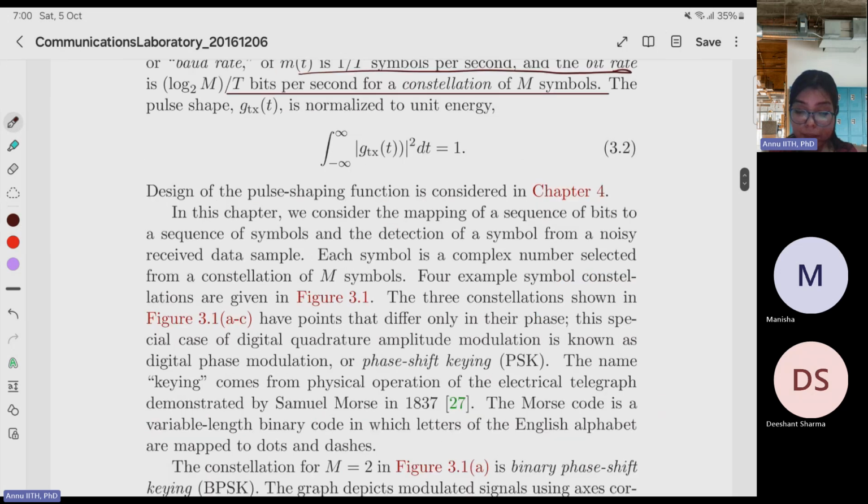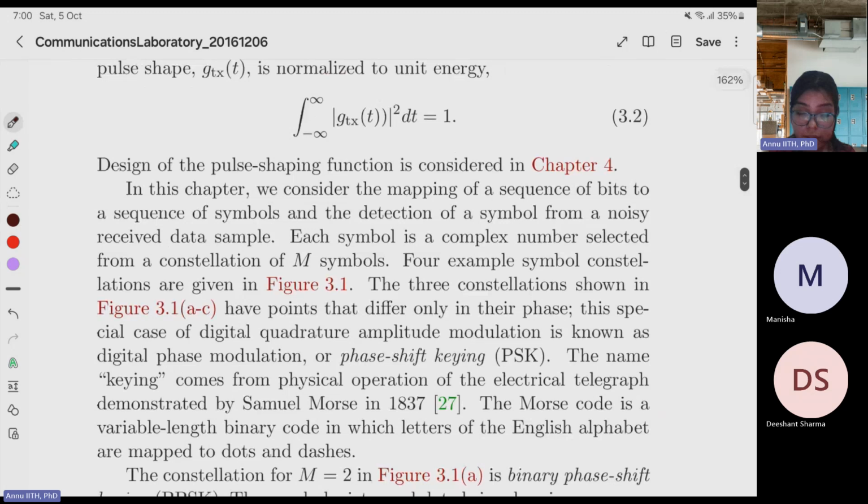We are constrained to digital modulation. Okay. In this chapter, we'll consider the mapping of a sequence of bits to a sequence of symbols and the detection of symbols from noisy received data. That is our main thing. How can we detect the symbols from a noisy received data sample?